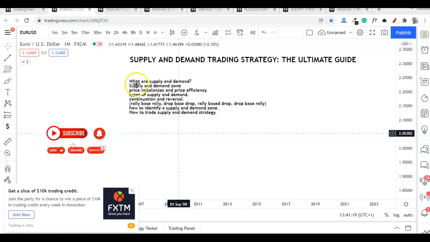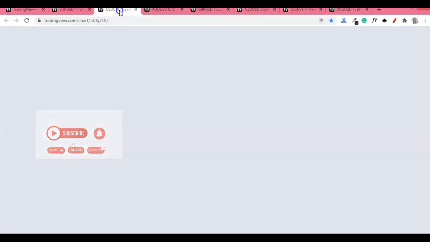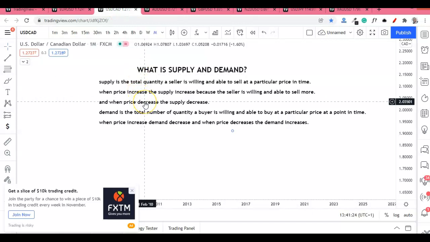Okay, so let's move on. What is supply and demand? Supply is the total quantity of an asset a seller is willing and able to sell at a particular price in time. When the price increases, the supply increases because the seller is willing and able to sell more. And when price decreases, the supply decreases.